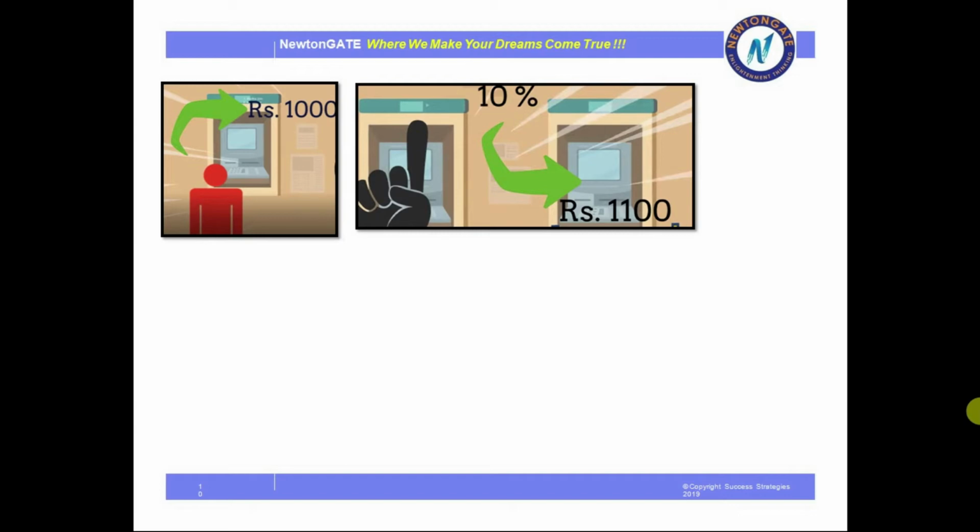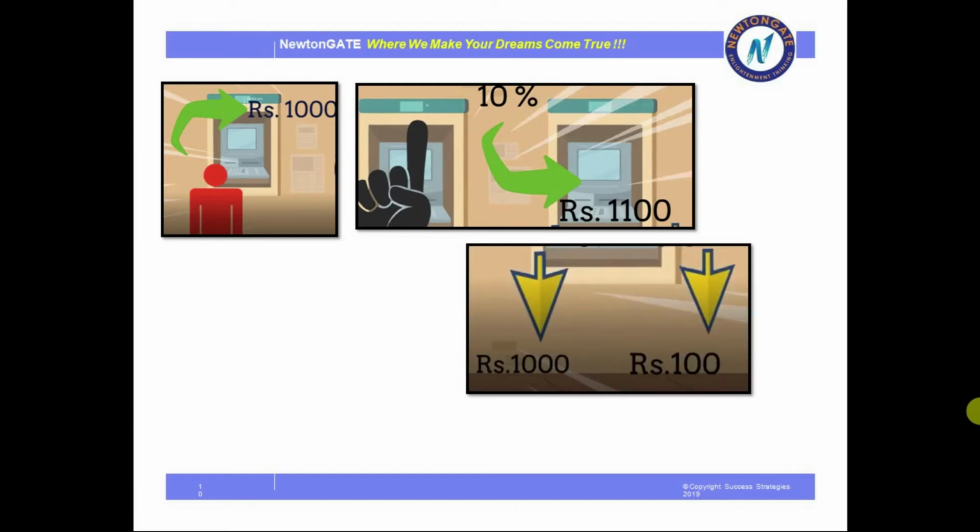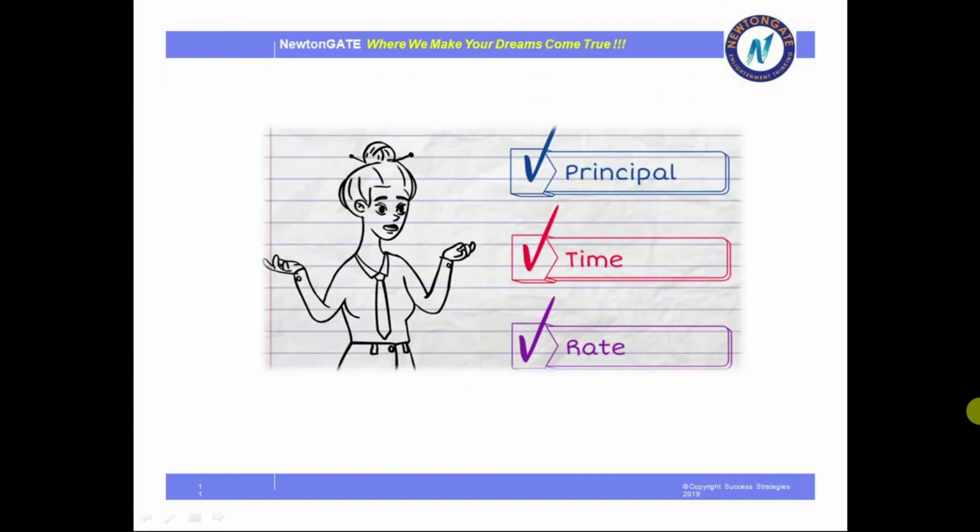So what exactly happened here? I gave ₹1,000, which was the original price, but I got ₹100 more, and finally ₹1100 is what we got. So here, with this knowledge, let us first understand what exactly happened in this situation. But before that, we need to know the three important things which are necessary for understanding interest. They are principal, time and rate.